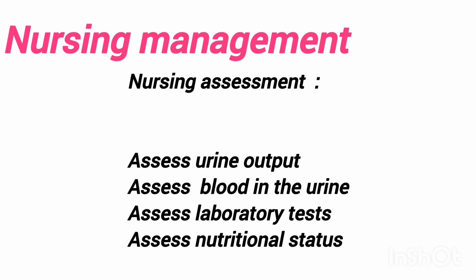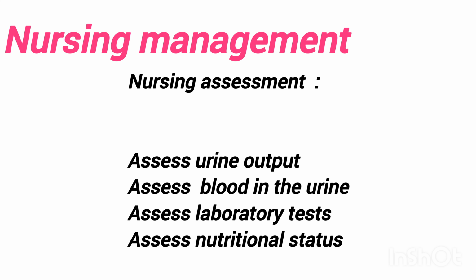Then you have to assess the blood in the urine, because patients suffering with acute renal failure may have hematuria, that is blood in the urine. Then assess the laboratory results. You have to find out the laboratory findings, because they may increase, decrease or stabilize the output. What waste products are accumulated in the body, we will find with the laboratory findings. Then you have to assess the nutritional status.